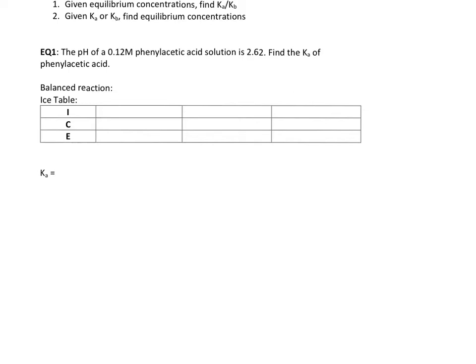So what information is given to us? The first piece of information is that we have a pH. We're not looking for the pH, we're given the pH is 2.62, and it's for a 0.12 molar phenylacetic acid solution, and what we're finding is the Ka. So that's what we don't know. All right, so I'm going to write down just underneath the problem what the pH is.